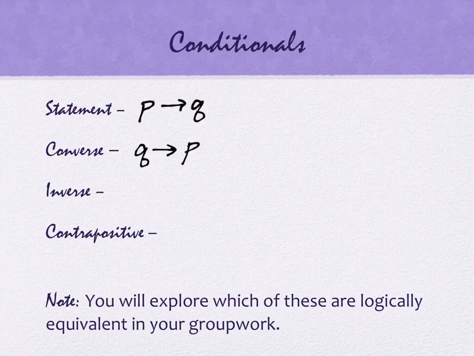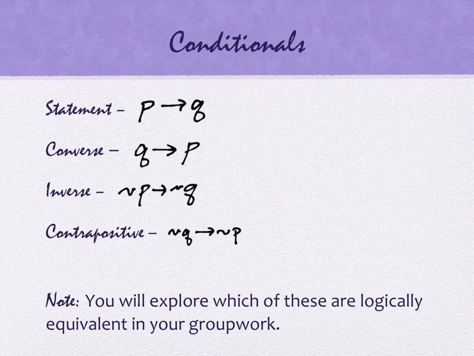That's the converse. The inverse actually keeps the order the same, but it negates both pieces. So the order was P and then Q, and we negate both pieces with the arrow between. And then the last one, which is the contrapositive, switches both things. So it switches the order and it negates. So this is tilde Q implies tilde P.